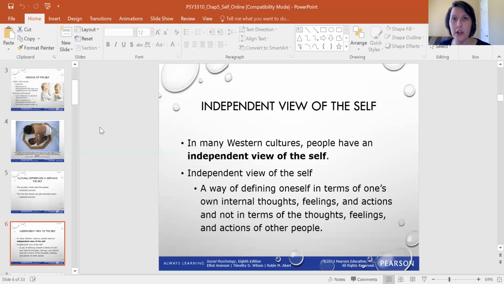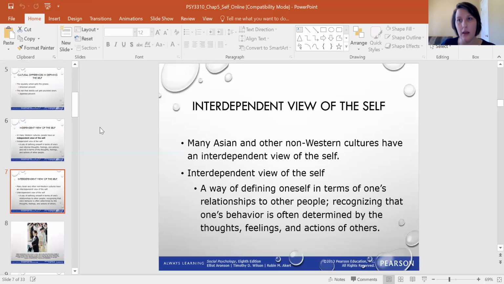This idea of the American dream, this idea of going out and getting what you want, this idea of how am I affected by this? How do I feel about this? How am I offended by this? This is a very independent view. It's independent of other people. Okay. And of course, the opposite of that is this interdependent view.